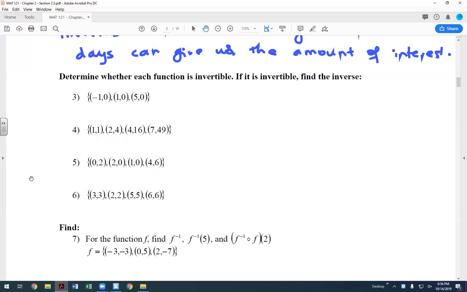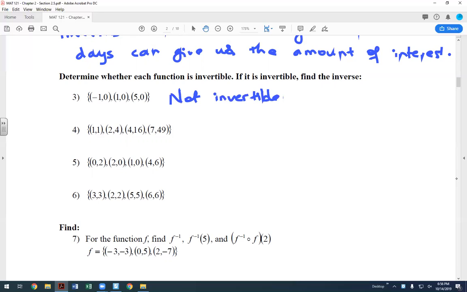What's happening on number 3? Same y value, right? And all different x values. So this guy obviously fails that definition. So it's not one-to-one, which means it's not invertible. Okay.